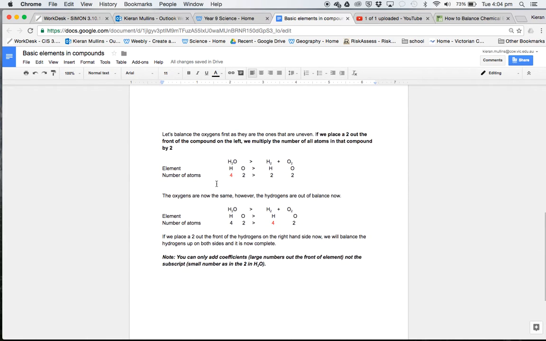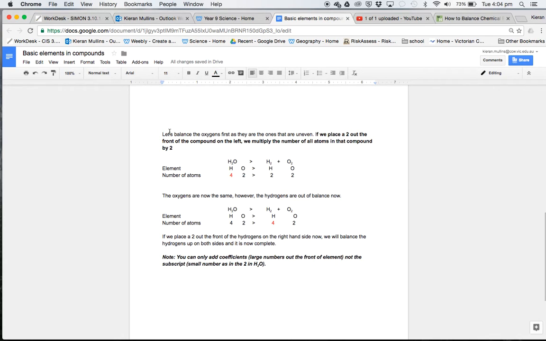So what we're going to do is try to balance this out. Now, for this one, there's only hydrogens and oxygens, but I've heard from a lot of different people that if you've got other elements in there besides hydrogen and oxygen, you should probably leave the H's and the O's till last when you're balancing. You should do the other ones first. But this, we don't have a choice. We've only got hydrogens and oxygens, so we're just going to go nuts with it.